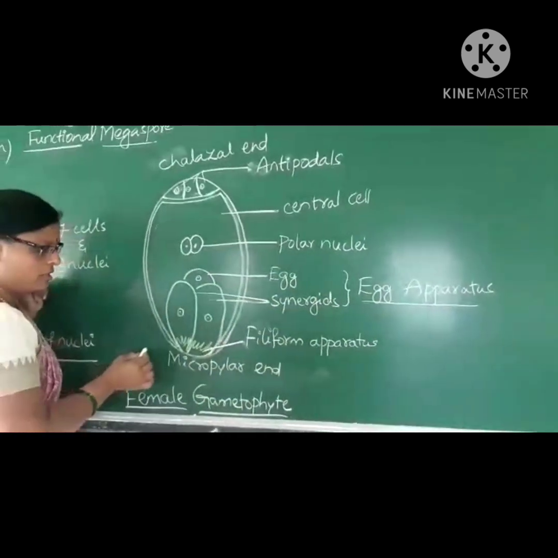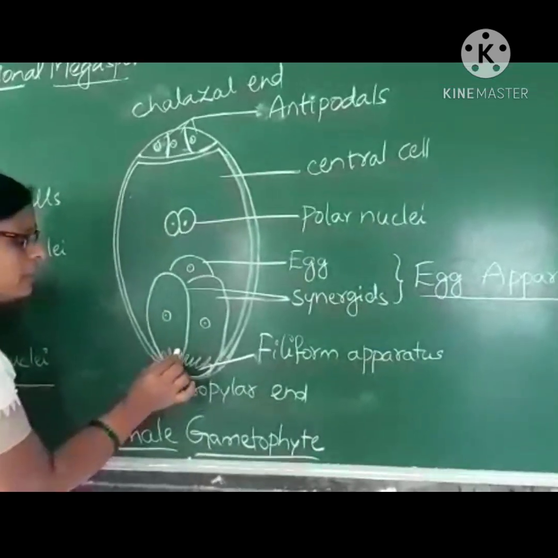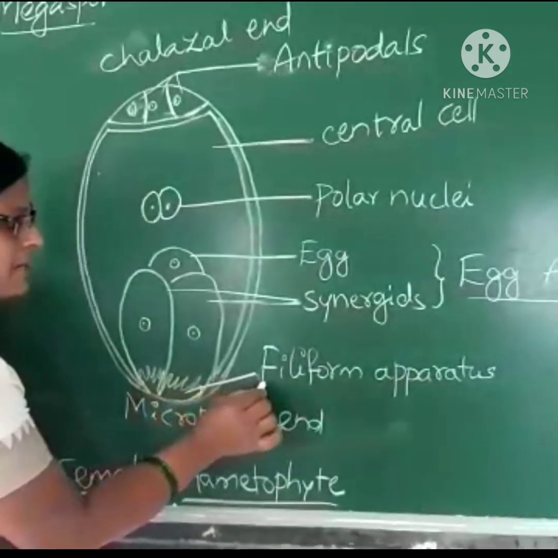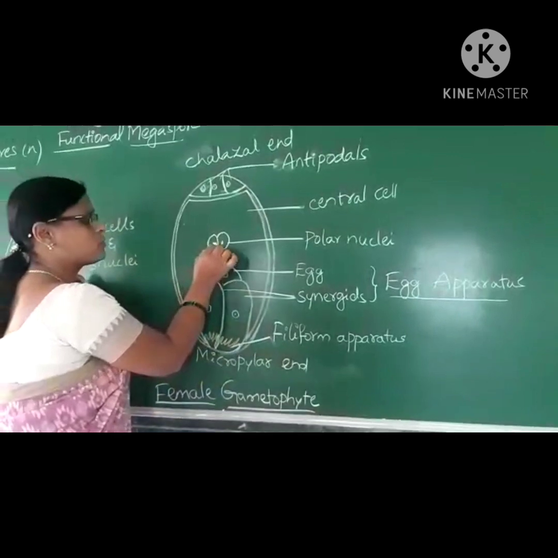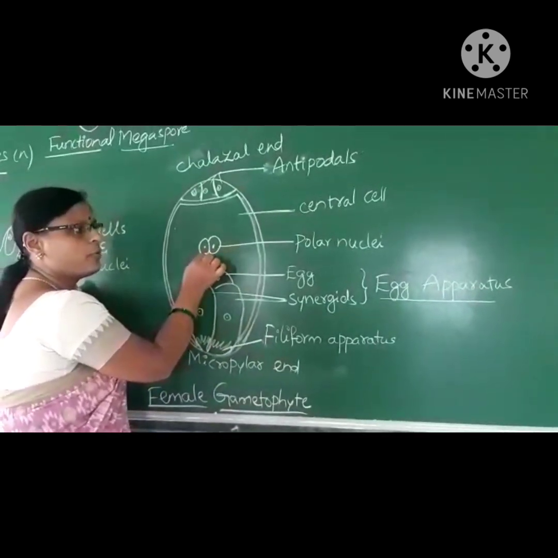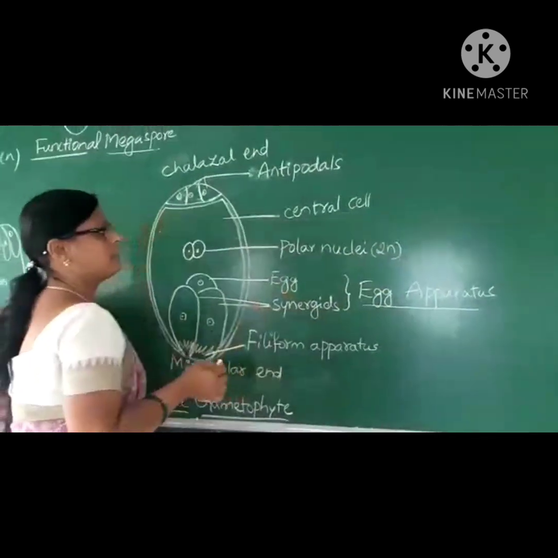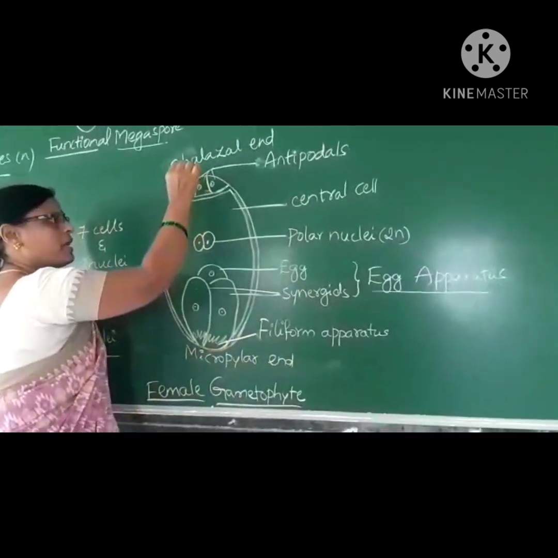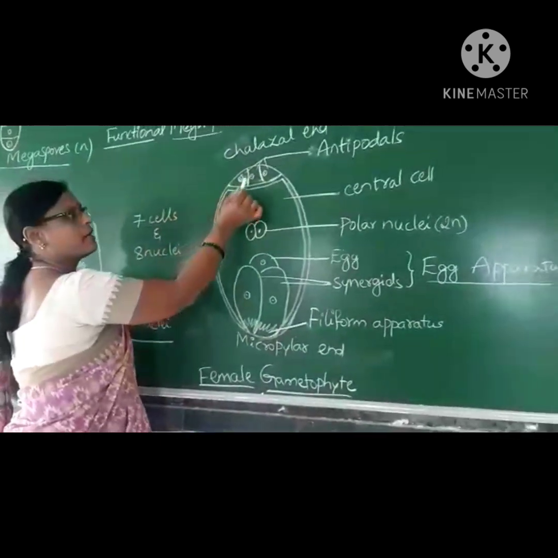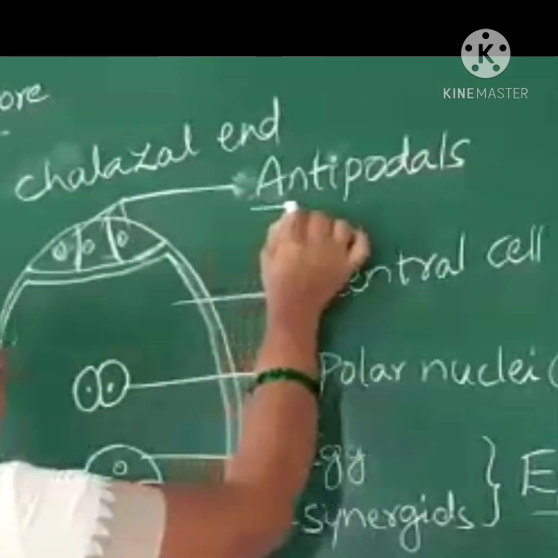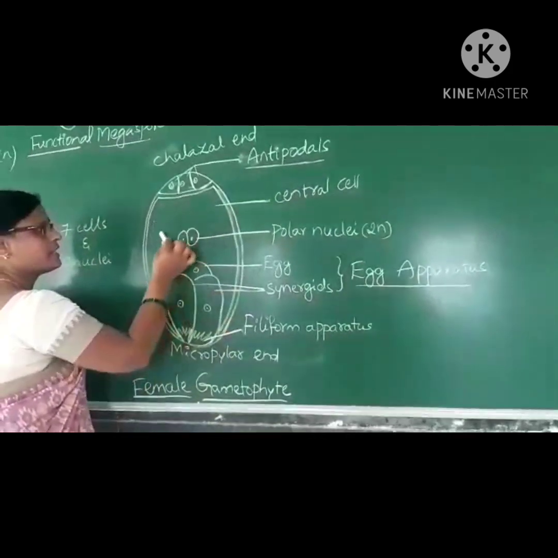Together the 3 form the egg apparatus. Some finger-like projections you will find over the synergids are called the filiform apparatus. The 2 polar nuclei get fused with each other, and are called polar nuclei, which are diploid in condition because of the fusion of 2 nuclei. On the chalazal end, the 3 nuclei which remain here also form a membrane around them, and they are together called antipodals. And this cell is called the central cell.